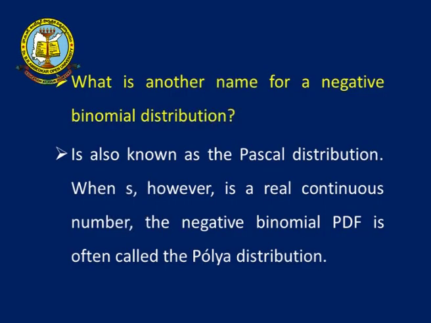What is another name for the negative binomial distribution? See here, it is also known as the Pascal distribution. When we take the small s, however, it is a continuous number.